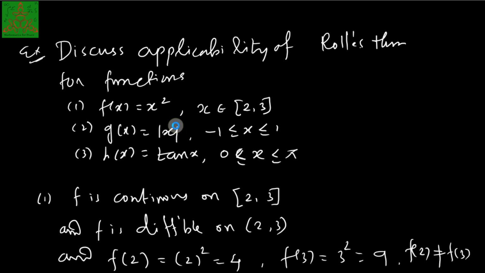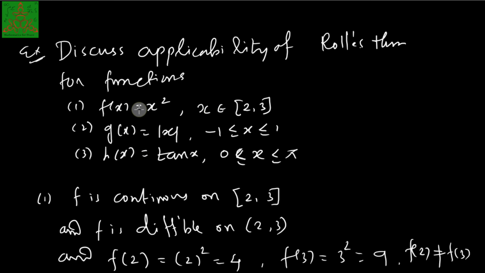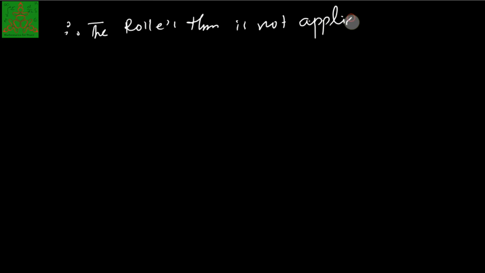But in Rolle's mean value theorem, the values f(a) and f(b) have to be the same. Here the value of a is 2 and the value of b is 3. That means the third condition is not satisfied. Therefore, Rolle's mean value theorem is not applicable to the function f. So, therefore, Rolle's theorem is not applicable to the function f.